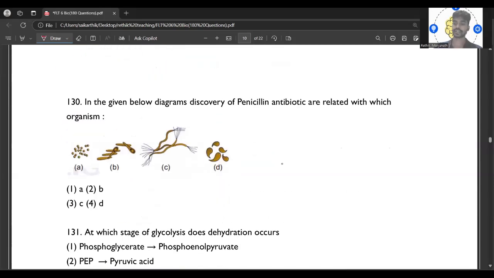So 130 says that you have to know what exactly it is. So this is actually what is in the given diagram: the penicillin antibiotic is related with which organism. So this is what, okay, right? And the B is actually called bacillus or bacilli, and this is what, spirilla, and that comma shape that is vibrio. So now what would be the correct option here? So option one, A and B, right?